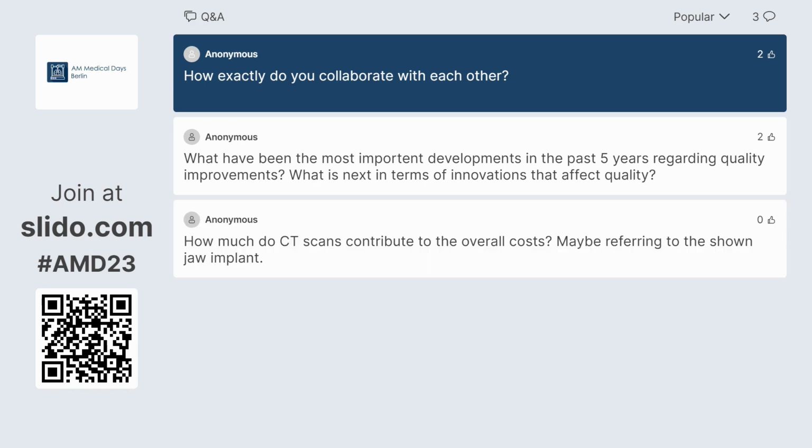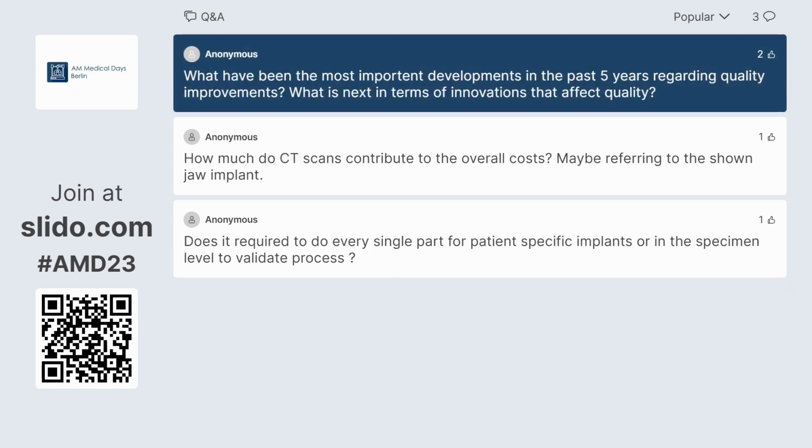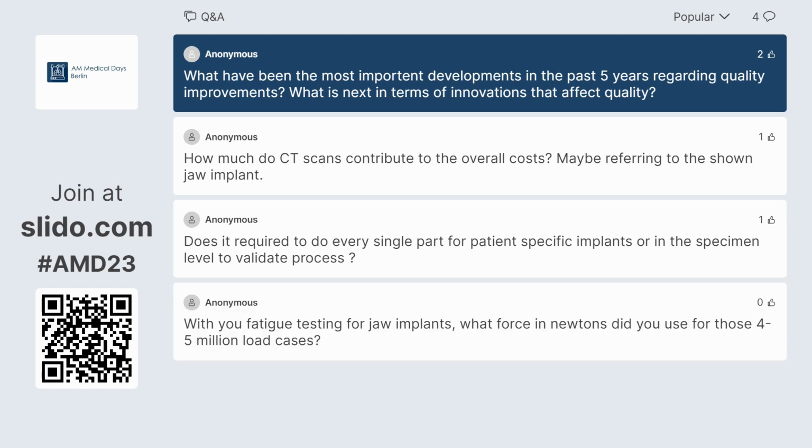Great question for the end. What have been the most important developments in the past 5 years regarding quality improvements? And now, even more interesting for us probably, what is next in terms of innovation that affects quality? I think it's speed. It's faster and more precise. You get more details. You can scan pores up to 1 micron if you have the right detector and the right X-ray source. So I think this is a future development and still running. At a reasonable price. Because anybody can take a whole day to measure something. If you can do it in a minute or 10 minutes, it changes the game.